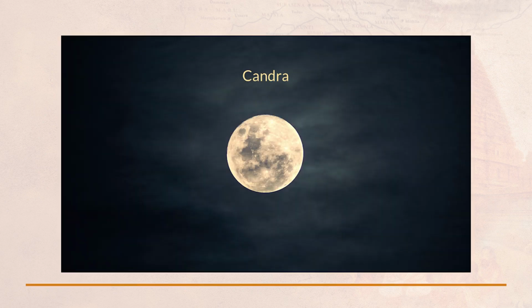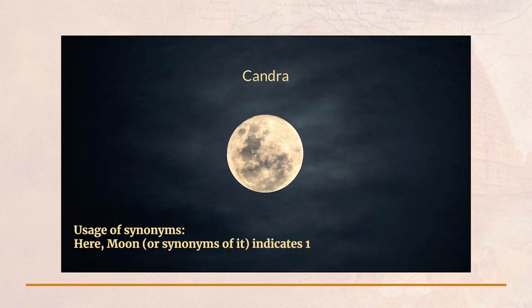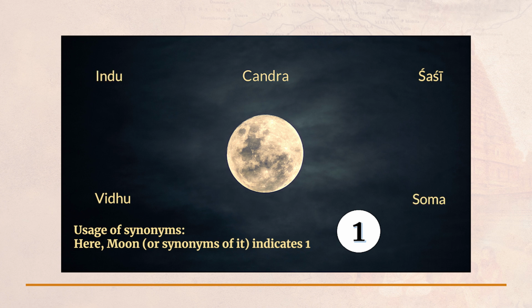To broaden the scope of using this Bhūta-Saṃkhyā system, synonyms are also used. Just to give you an example, Chandra, moon, is used for the number 1 because there is only one moon. The other synonyms of the moon such as Sashi, Vidhu, Soma, Indu are also used. So basically you have now a wide palette from which you can choose words which will represent a certain number, and that is how the whole thing can be constructed.